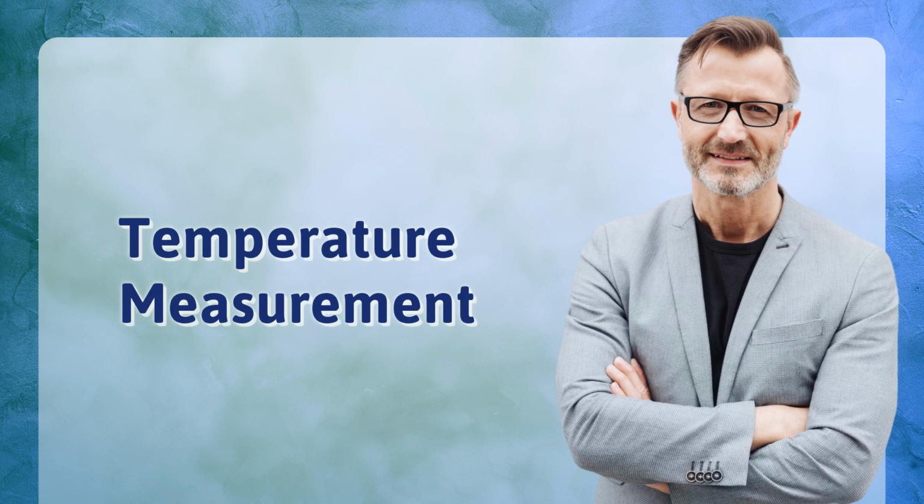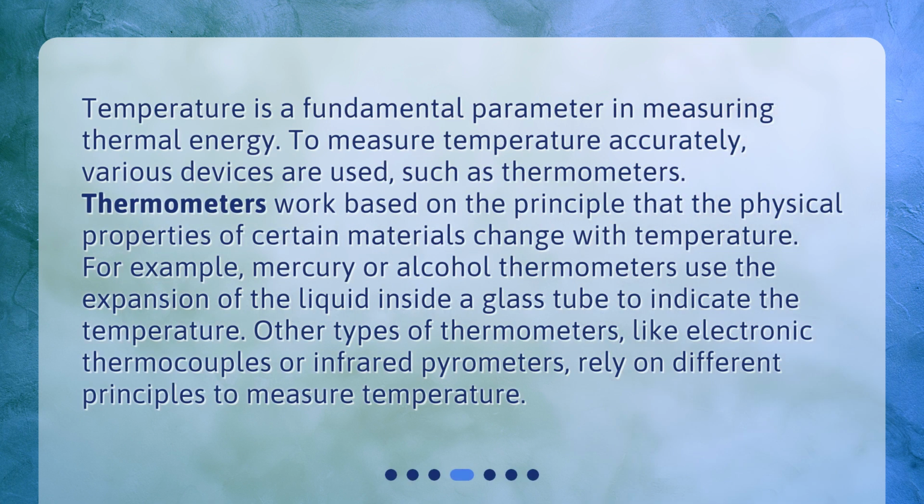Temperature measurement. Temperature is a fundamental parameter in measuring thermal energy. To measure temperature accurately, various devices are used, such as thermometers. Thermometers work based on the principle that the physical properties of certain materials change with temperature. For example, mercury or alcohol thermometers use the expansion of the liquid inside a glass tube to indicate the temperature. Other types of thermometers, like electronic thermocouples or infrared pyrometers, rely on different principles to measure temperature.